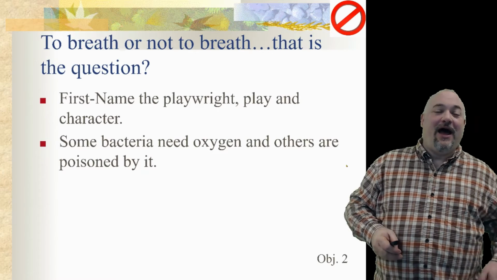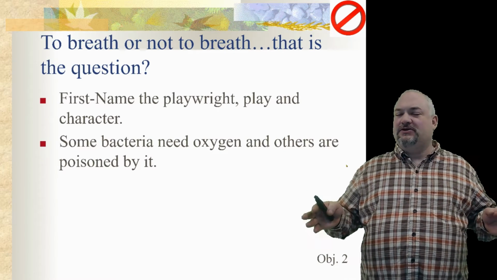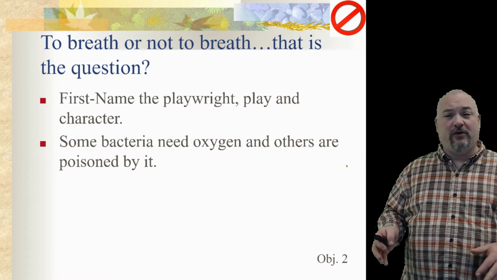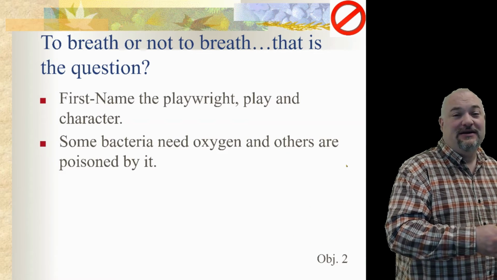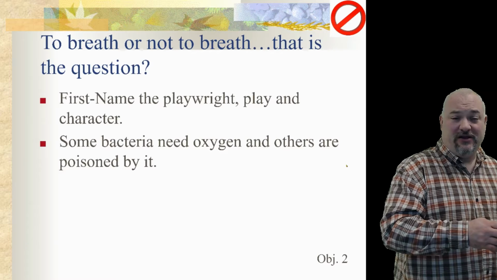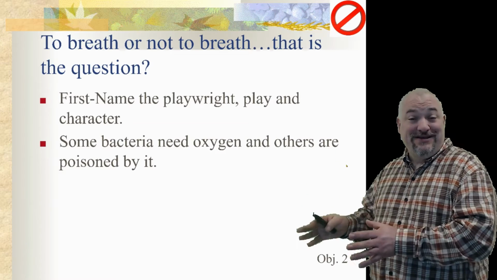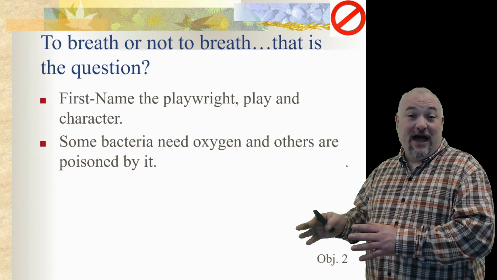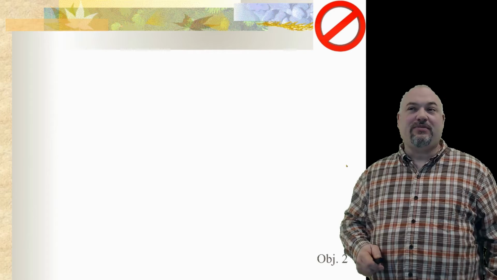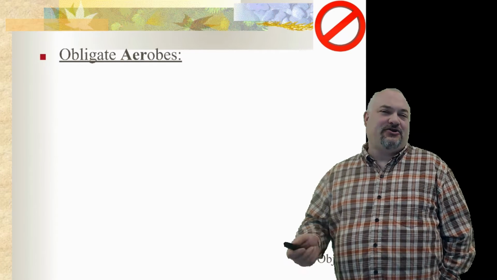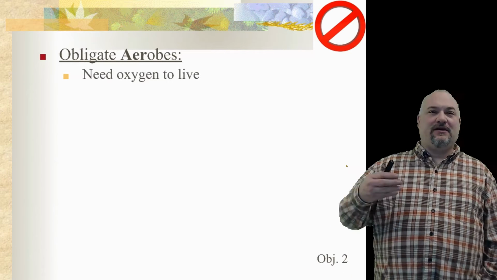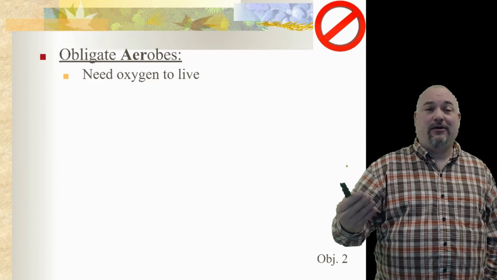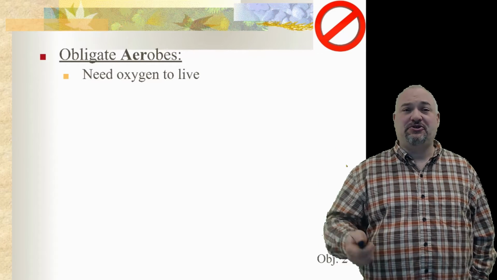All right, anyway, this is one that we're not going to test you on, but I think it's informative for how bacteria live. Some bacteria need oxygen on one end of the spectrum, just like we do to live. Other bacteria are actually poisoned by oxygen. Oxygen's bad for them. So let's take a look at this. The terms here, like I said, you don't need to know, but obligate aerobes are obligated to breathe air. They need oxygen to live.